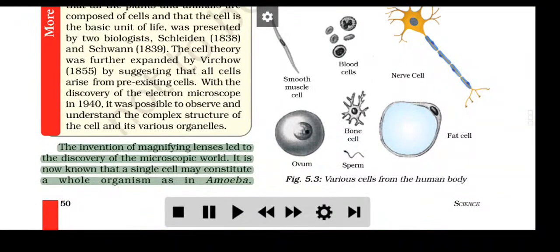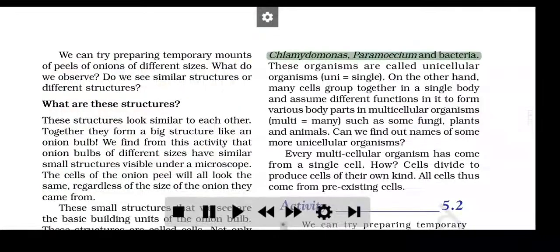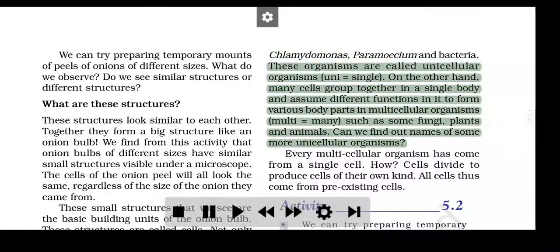A single cell may constitute a whole organism as in amoeba and bacteria. These organisms are called unicellular organisms, uni equals single. On the other hand, many cells group together in a single body and assume different functions in it to form various body parts in multicellular organisms, multi equals many, such as some fungi, plants and animals. Can we find out names of some more unicellular organisms?